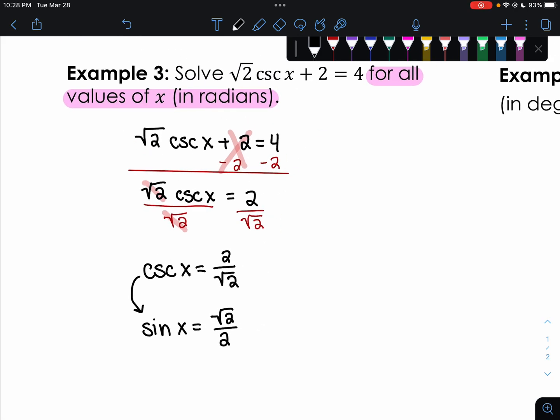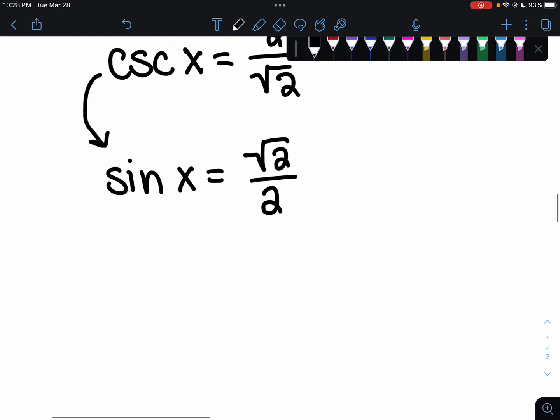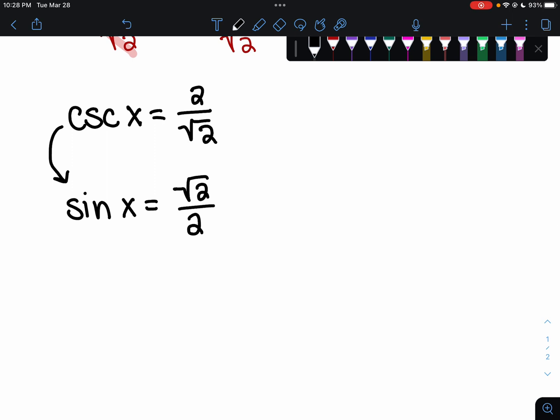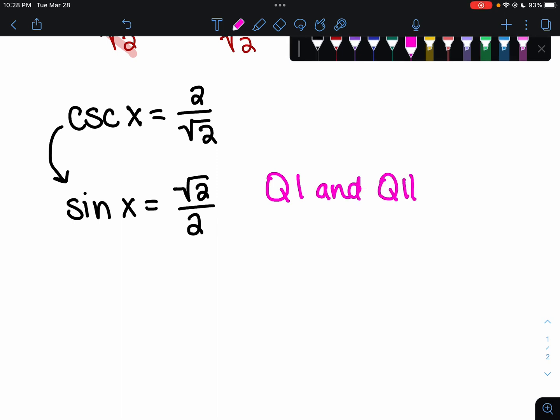Now, up above, it told us that our answer is in radians, so I need the two angle values that would give me rad 2 over 2 as an answer, and it's positive. So remember, it is positive in quadrant 1 and quadrant 2. So I need my two angles. I would get pi over 4 in quadrant 1 and 3 pi over 4 in quadrant 2.